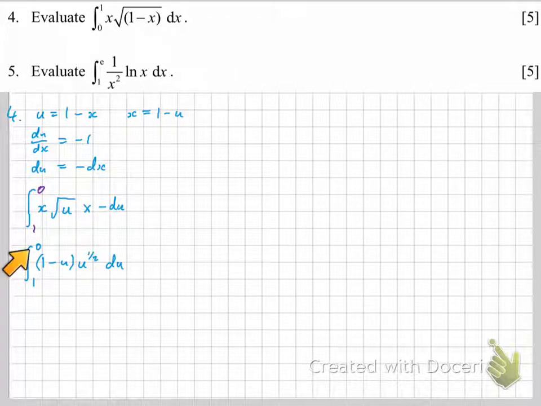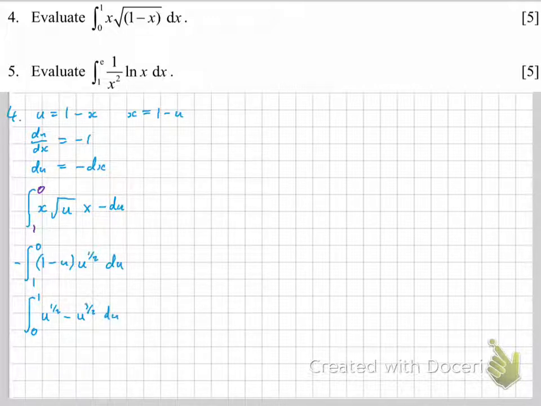Now here's a little trick. When you've got the limits kind of upside down, the wrong way round, and you've got a minus out the front, you can get rid of the minus and swap the limits over. That always works. I've done that now, I've got rid of the minus and swapped the limits over just to make things a bit easier for myself. And I'm going to expand the brackets now, so 1 times u to the half gives us u to the half, and that minus u times u to the half gives us minus u to the power 3 over 2.